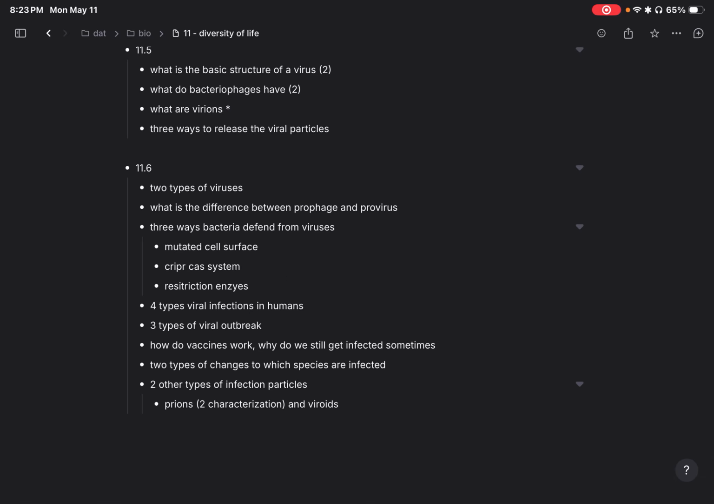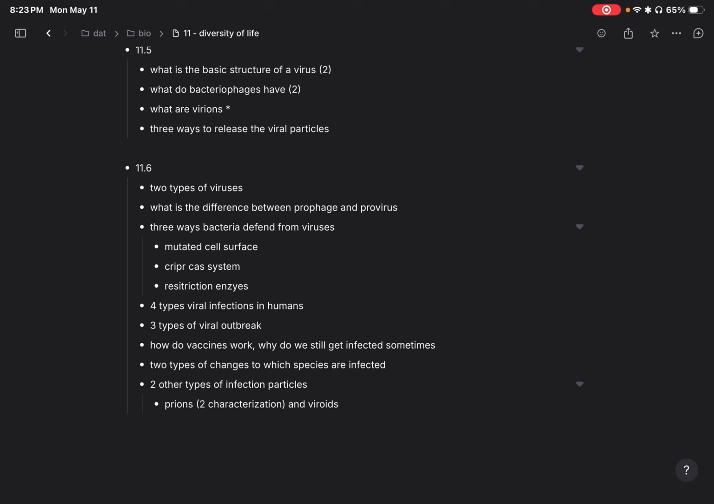Okay, 2 types of viruses. So there's prophage and provirus, I think. So prophage is for prokaryotes. Provirus is for eukaryotes. 3 ways bacteria defend from viruses.